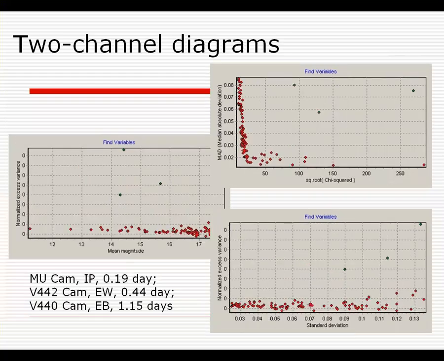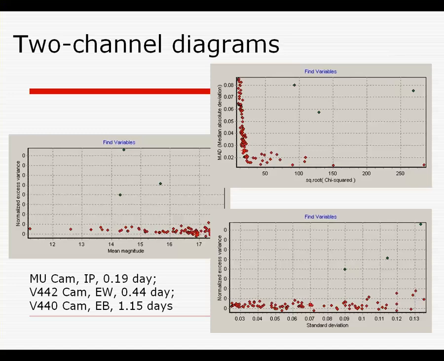This slide shows the last chart on the left. This is the normalized excess variance on the mean brightness, and 3 same outlying points which correspond to MU Camelopardalis, V442 and V440 Camelopardalis. The first object is an intermediate polar. The two other objects are eclipsing binary systems.